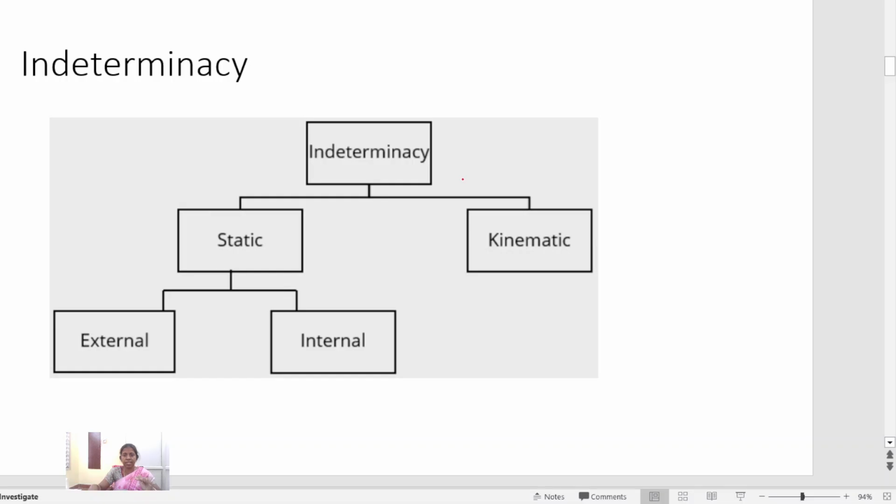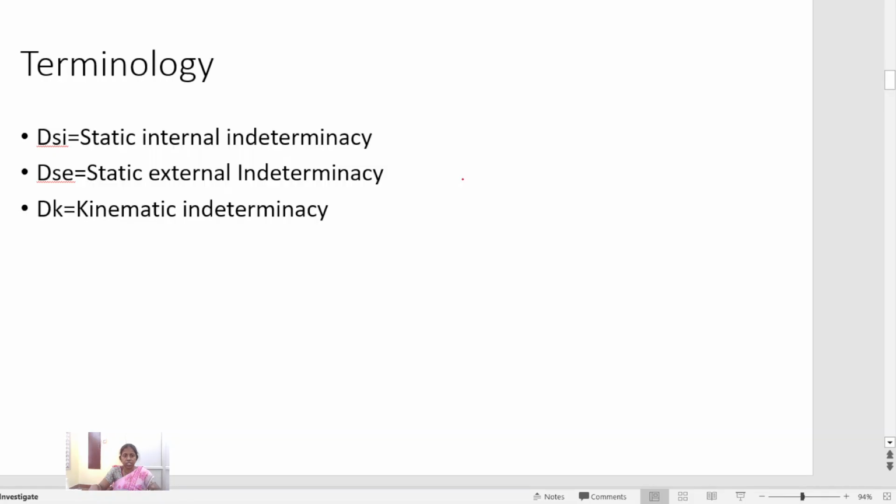So the indeterminacy is basically divided into static and kinematic. The static having external indeterminacy and internal indeterminacy. In this, external indeterminacy deals with the support reactions. Internal indeterminacy deals with the number of member deficiency. External relates to the support reaction. Internal relates to the member deficiency. There are many terminologies in different books. Here we are using DSI, static internal indeterminacy, DSE, static external indeterminacy, DK, kinematic indeterminacy.